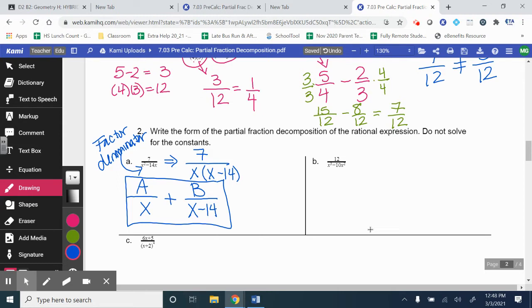For letter B, we're going to start with the same thing. So pause the video here and factor out your GCF in the denominator.